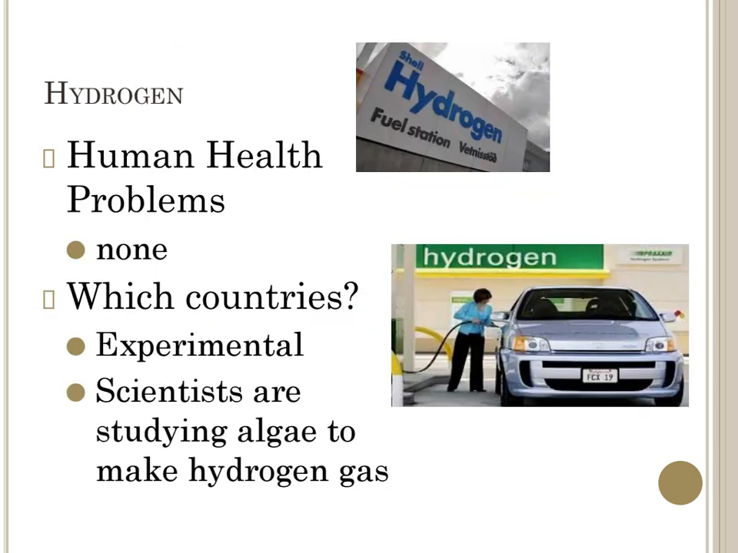No human health problems. Again, it's experimental. Scientists are trying to figure out, well, what else can produce hydrogen gas? So they're genetically engineering algae to produce hydrogen gas. Right now, it's very costly to do that. So they have to figure out ways to make that price come down to compete with oil. And so these are the things that people are working on with hydrogen power.